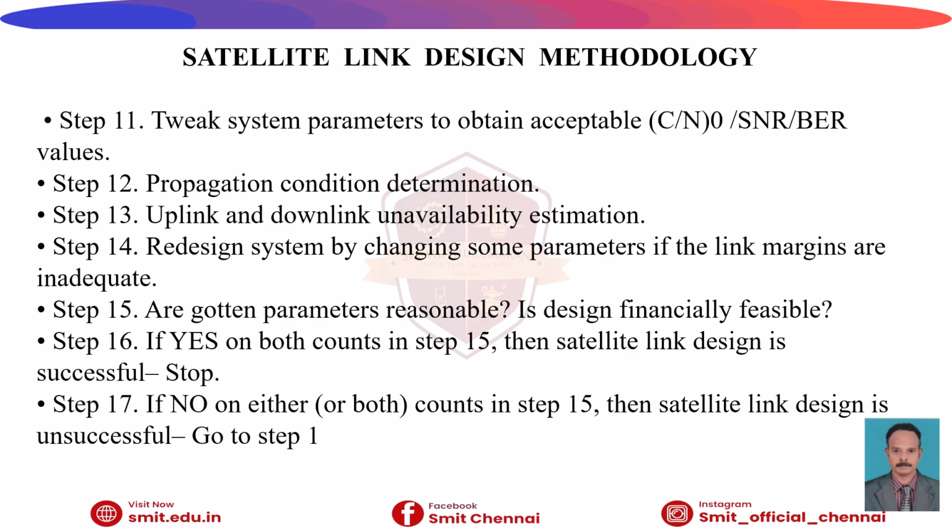In step 14, we redesign the system by changing some parameters if the link margin is inadequate. Suppose the required margin is 5 dB but the obtained margin is 2 dB, then we have to compensate through design. This inadequate design can be compensated by using a larger antenna, higher transmitter power, better coding, or a lower operating frequency. Ultimately we have to reach the required margin of 5 dB, by raising it from 2 dB to 5 dB.